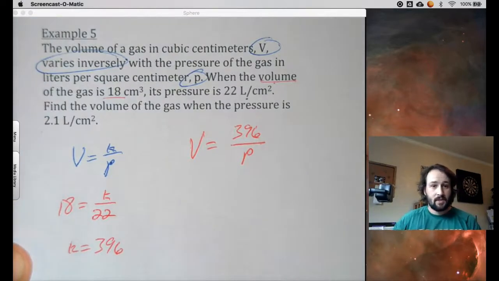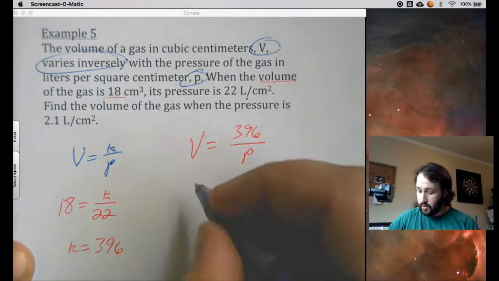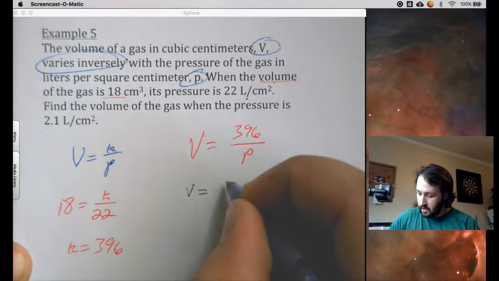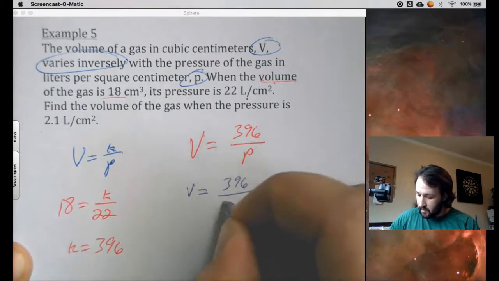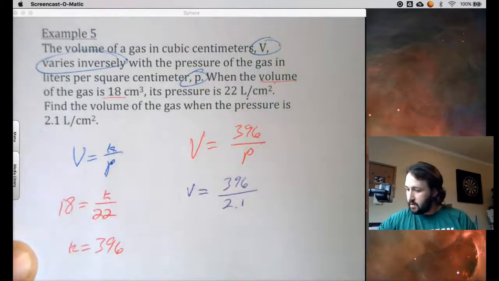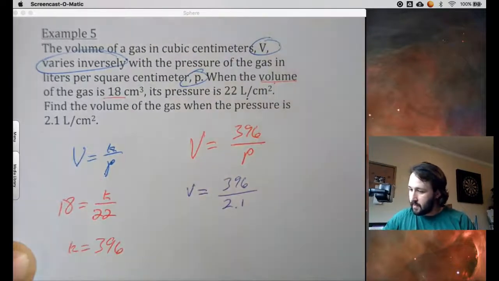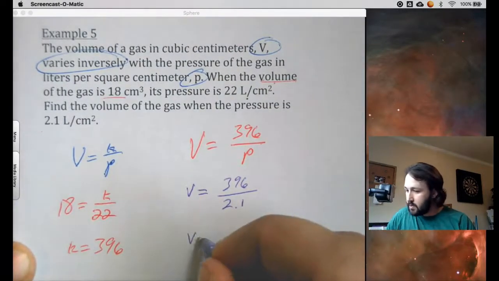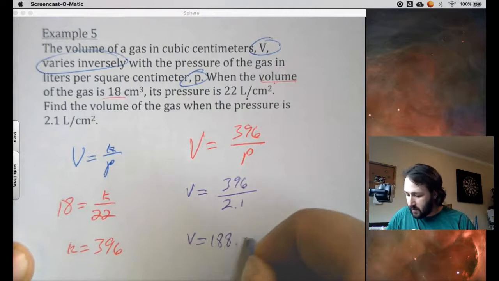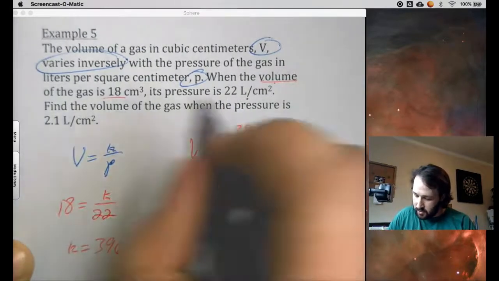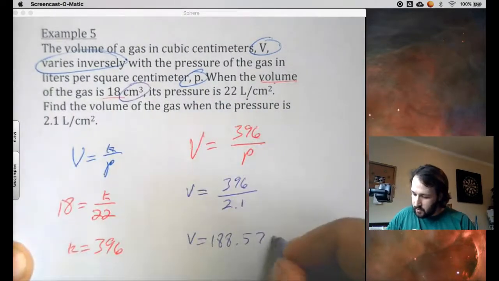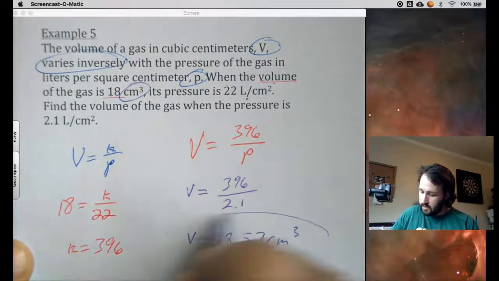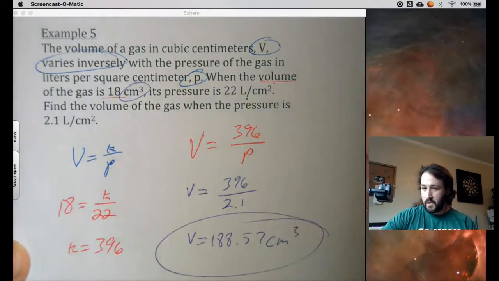So now, it says find the volume when the pressure is 2.1. So I will have the volume equals 396 divided by 2.1. So I'm going to divide that, and I get the volume should be 188.57. Let's see how our volume was being measured. Centimeters cubed. So centimeters cubed. There we go.